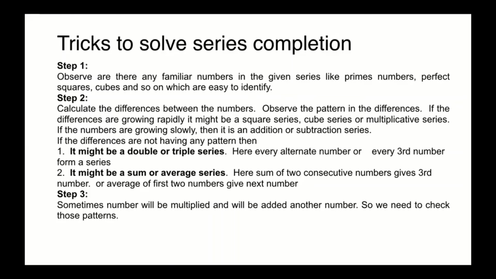So in that case, it might be a double or triple series where the letters at the odd position will form, let's say, some particular series, and the letters at the even position will form some other series. Okay. So when you see that the number of terms is 8, 10, 12, 13, likewise, more than it, you need to identify that it will be a scenario of double or triple series. Okay. And secondly, it might be a sum or average series. Now what happens here is, we'll do some questions.